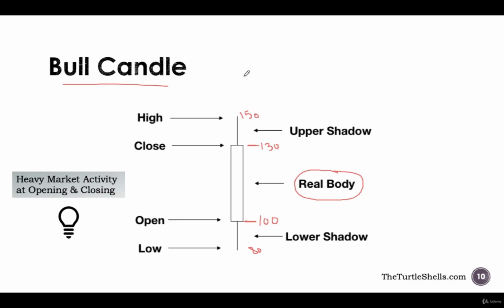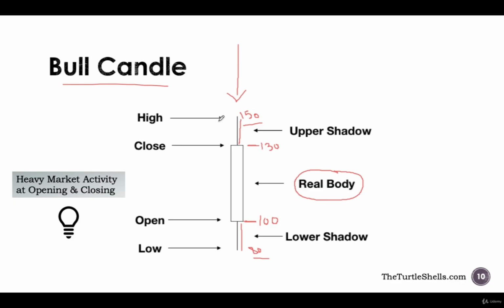On that day, assuming this is a daily candle, the price has fluctuated between 80 and 150. Now, usually that doesn't happen. So I'm just taking an example here. This much price movement is unlikely, but just to show an example, this wick is called the upper wick. This is called the lower wick. They also call it the lower shadow and the upper shadow.